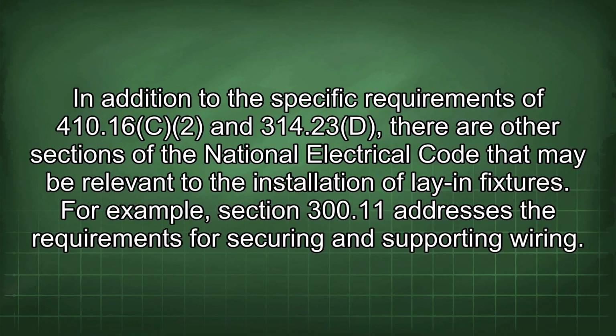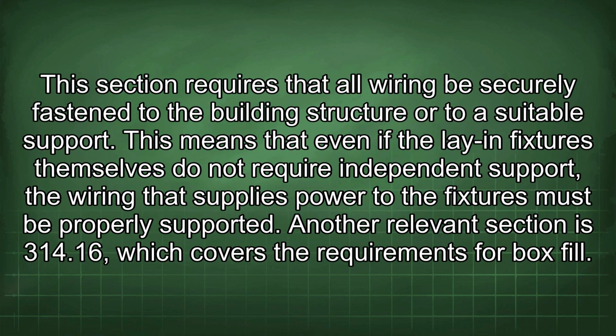In addition to the specific requirements of 410.16(C)(2) and 314.23(D), there are other sections of the National Electrical Code that may be relevant to the installation of lay-in fixtures. For example, Section 300.11 addresses the requirements for securing and supporting wiring. This section requires that all wiring be securely fastened to the building structure or to a suitable support. This means that even if the lay-in fixtures themselves do not require independent support, the wiring that supplies power to the fixtures must be properly supported.